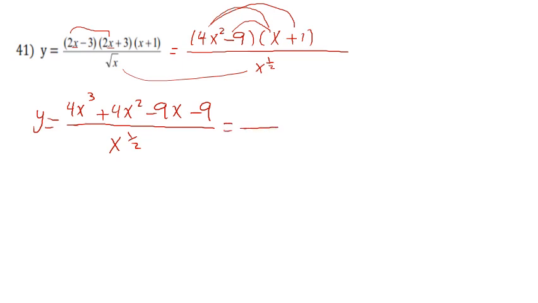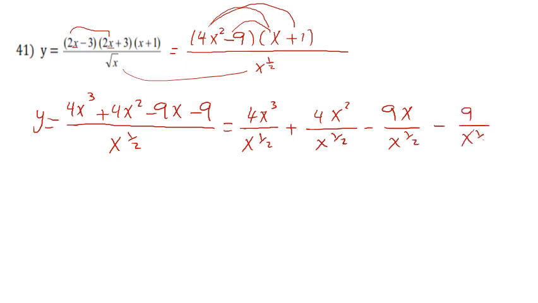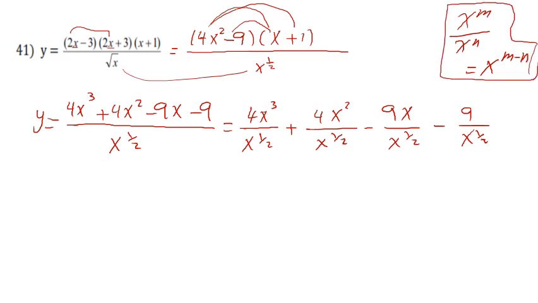Then all you have to do is to split the fractions. So 4x to the power of 3 over x to the power of 2 plus 4x to the power of 2 over x to the power of half minus 9x over x to the power of half minus 9 over x to the power of half. If you have x to the power of m divided by x to the power of n, it's equal to x to the power m minus n. If you are dividing the same base, you are subtracting the power.